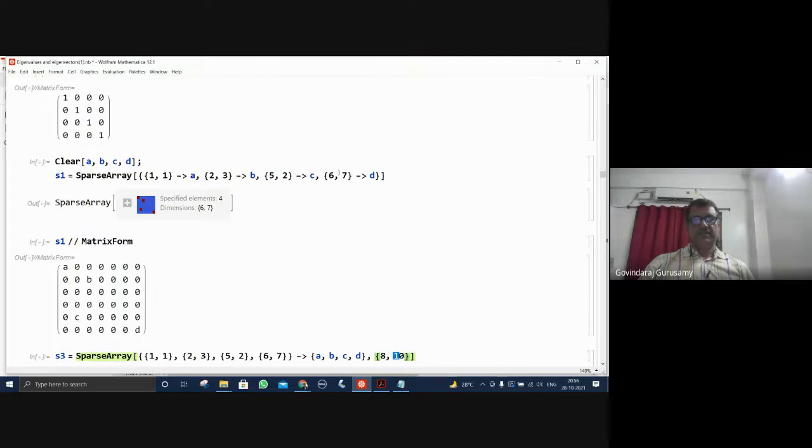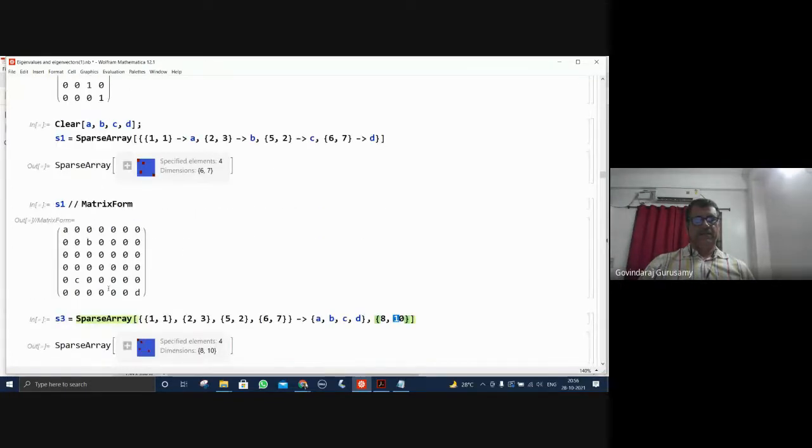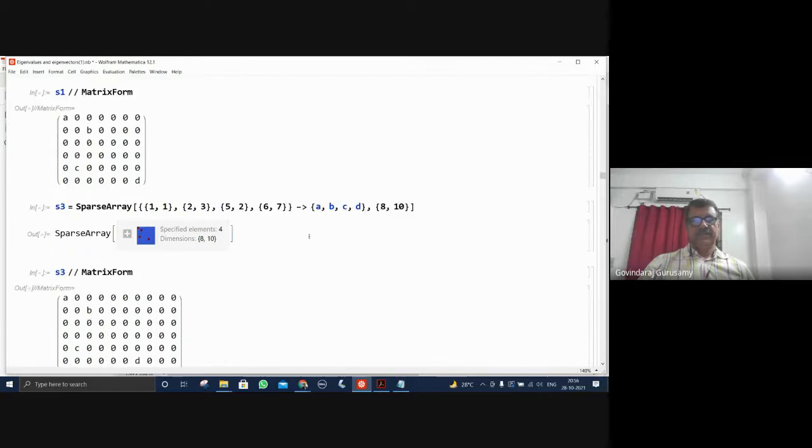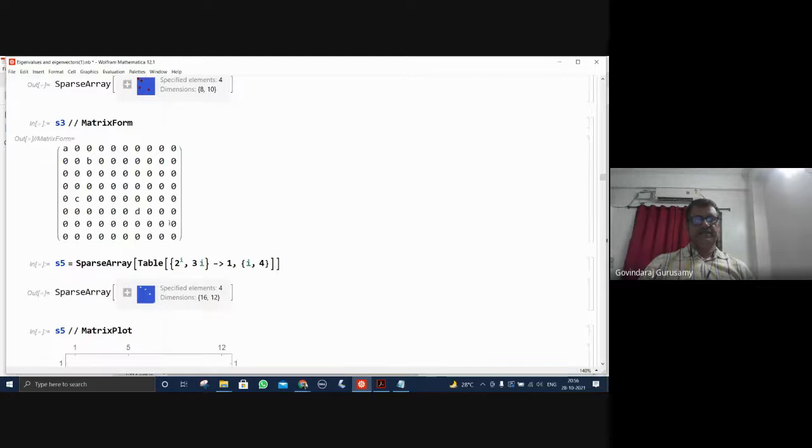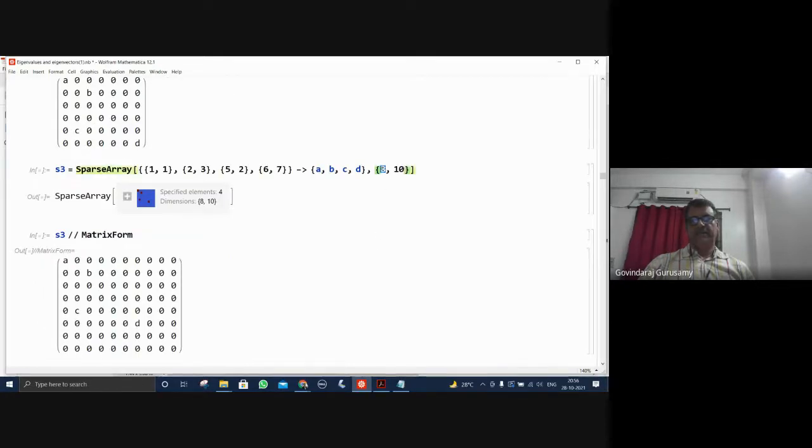Here it is given only 6, 7 I have made it. So 1, 2, 3, 4, 5, 6, 7. So 7 columns, 6 rows. 1, 2, 3, 4, 5, 6. But here, same sparse matrix, I just added these points, but the matrix size has been increased. Okay. So this can be increased again, the way you like it.